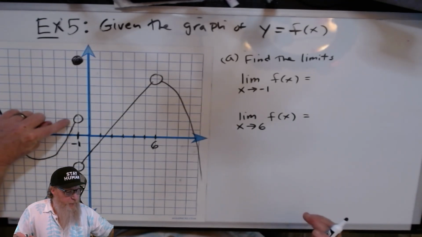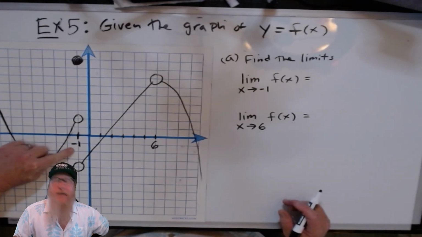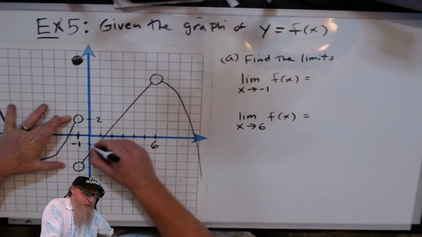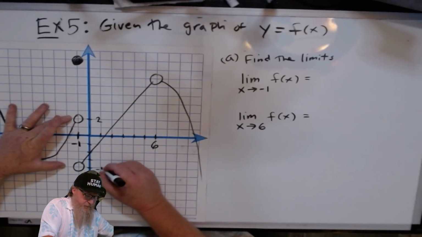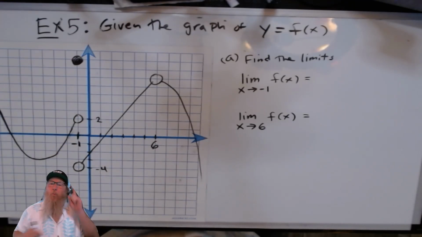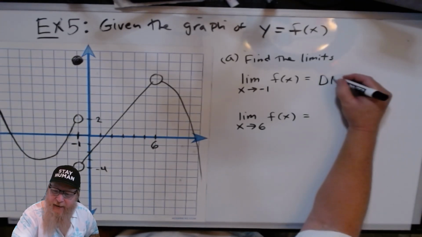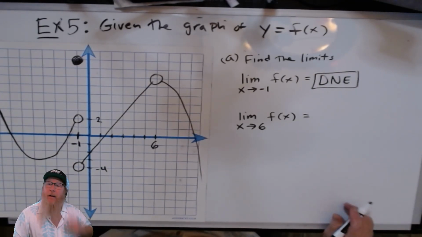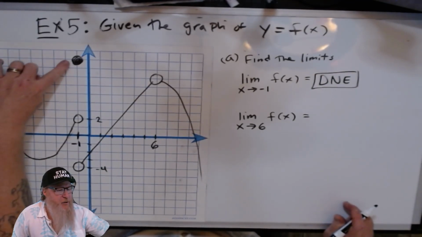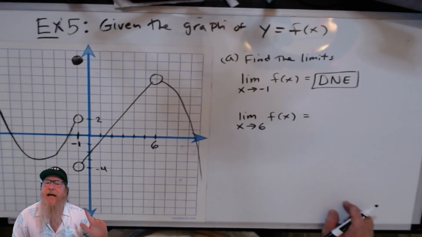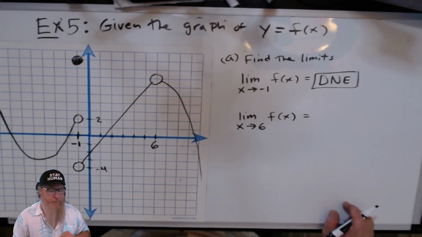So as we approach -1, there are two different y values. 2 and -4. The limit must be one real number, so that limit does not exist. All right. And we're not really concerned about the dot yet, because that would be the value of the function. We'll get to that in a minute. So just sort of ignore that dot.